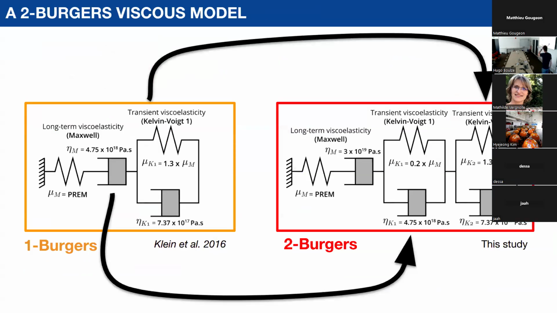So this is why we are introducing the so-called Burgers model. Because this long-term viscosity is too low, it is now a transient viscosity, because we need this viscosity to explain the deformation right after the Maule earthquake for a period of a couple of years.